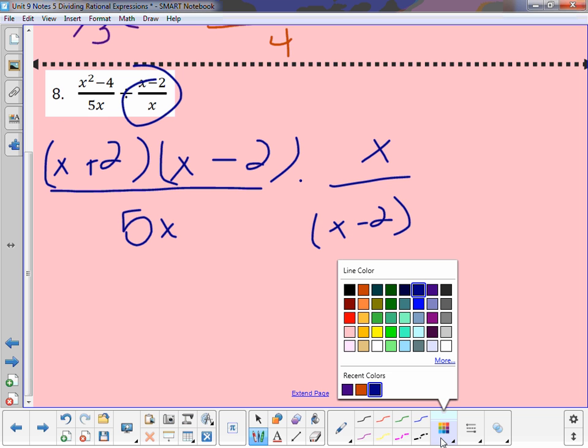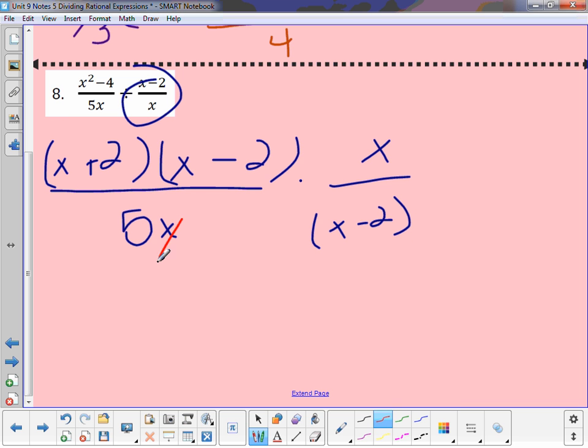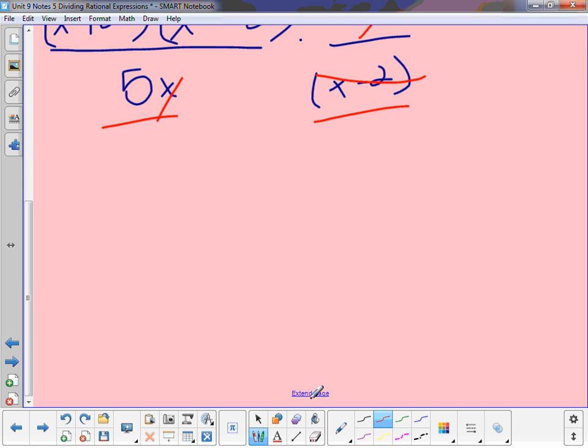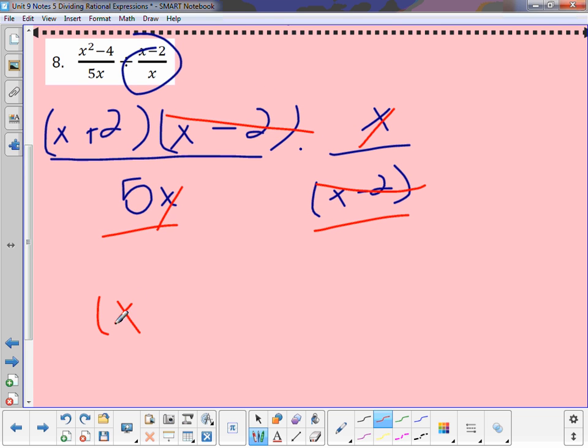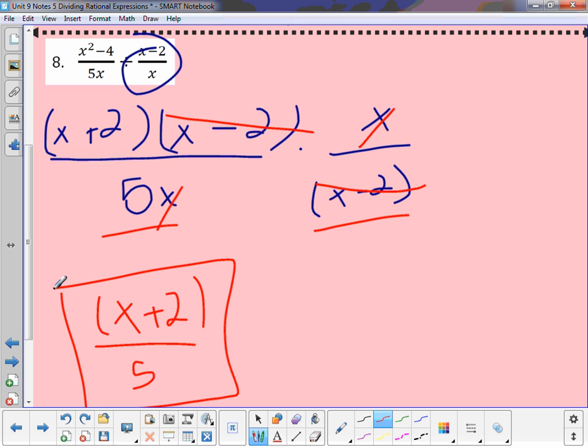So now I want to cancel some stuff out. Well, this x is going to cancel out this x. Nothing can cancel out the 5. Because these are technically being multiplied, I can cross off the x minus 2. So left on top then, I'm going to have x plus 2. And on the bottom, I'm going to have 5. So this right here is fully simplified.